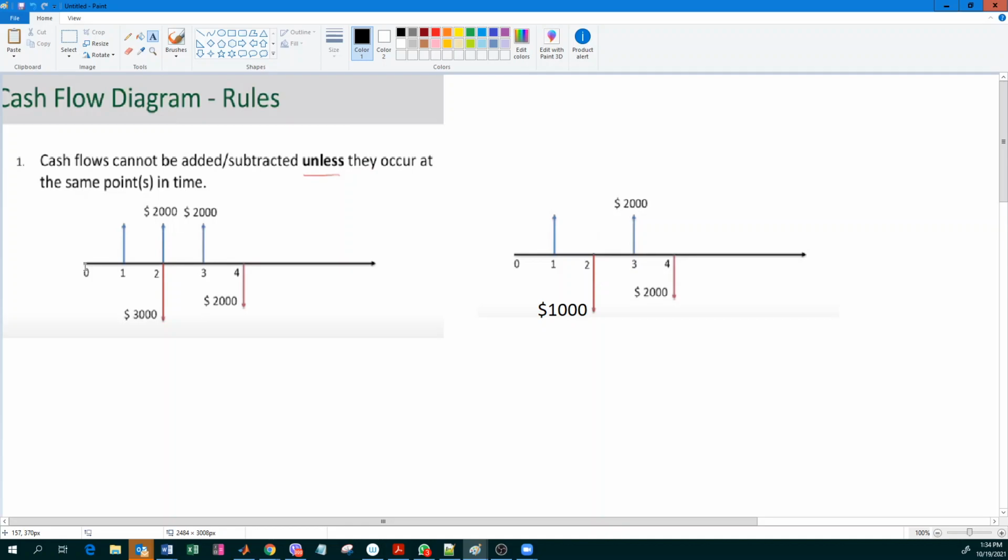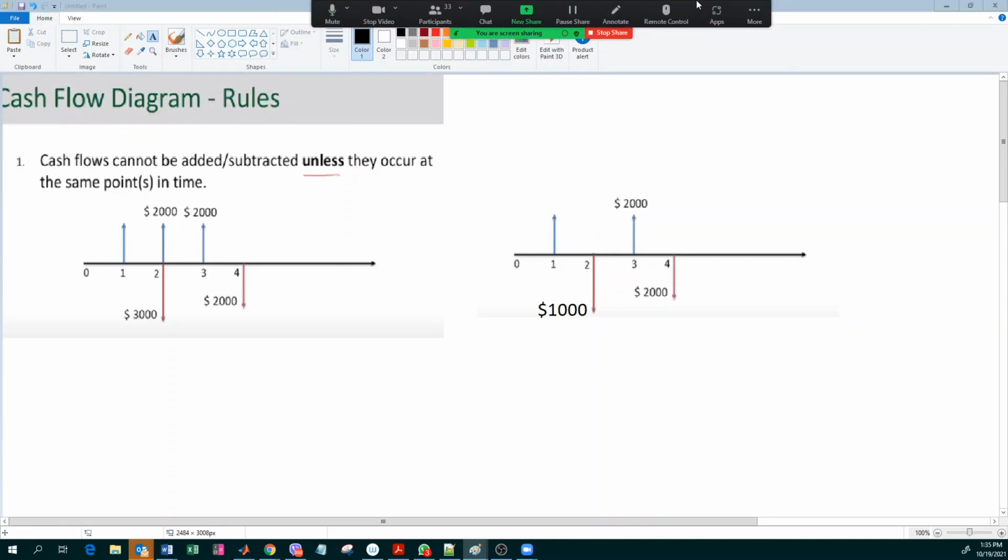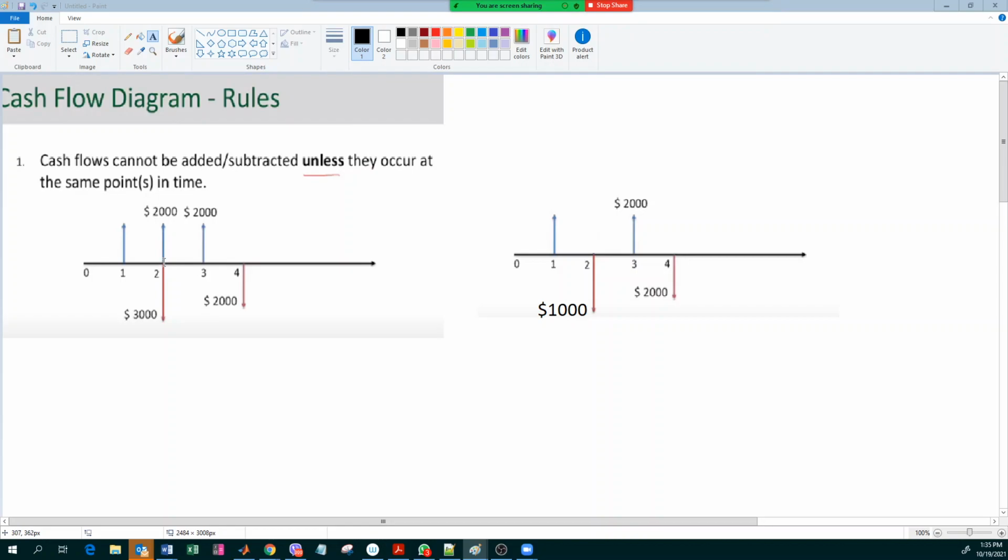The other thing was, can you see how your timeline has got 0, 1, 2, 3, 4? That's years or months or something like that, right? So 0 is your starting point. That's now. You can never start from 1. You've got to start from 0. Now, in your second year or your second month, $2,000 cash flowed inwards, but $3,000 cash flowed outwards. So therefore, what is the net effect? You have $1,000 cash outwards. So that's rule number 1, a demonstration of rule number 1.